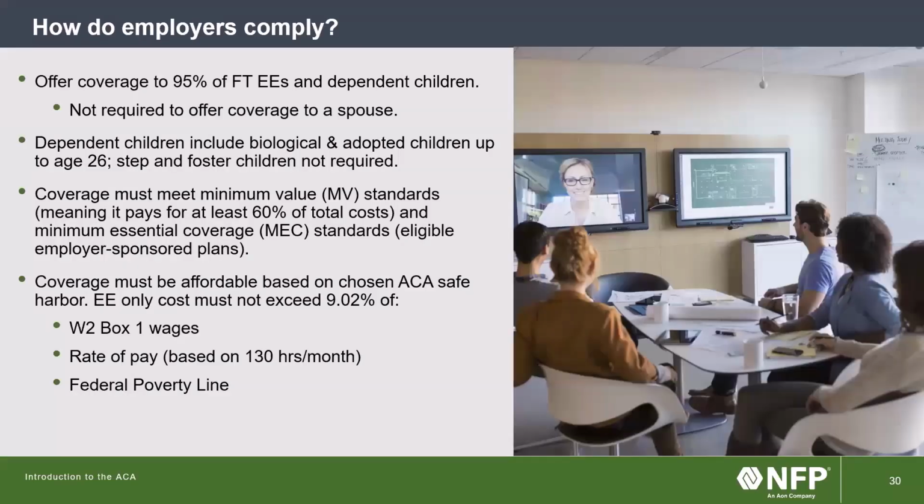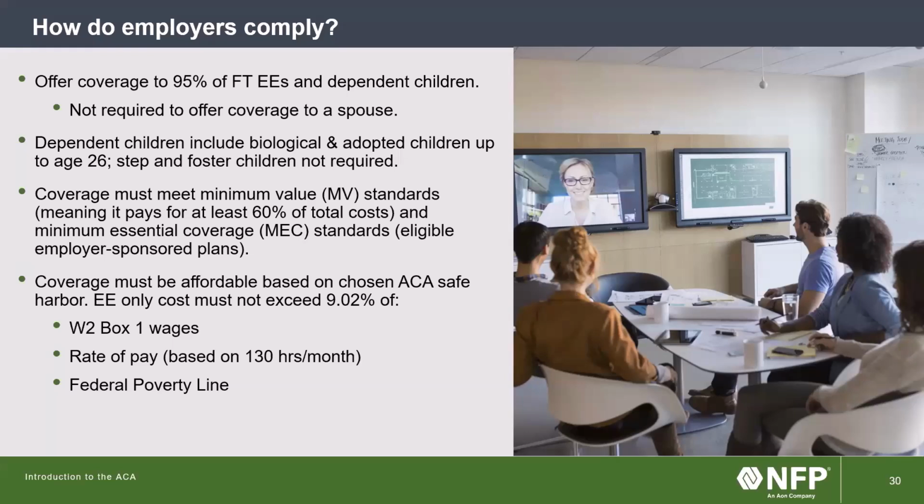Okay, we've identified we're an ALE. We need to offer coverage to our full-time employees. We've identified them, but how do we make sure we are actually complying with the employer mandate? The employer mandate says that in order to comply, employers need to be offering coverage to what they call substantially all, which is 95% of full-time employees and their dependent children. The ACA employer mandate does not require an offer of coverage to a spouse. So it's only to full-time employees and dependent children.